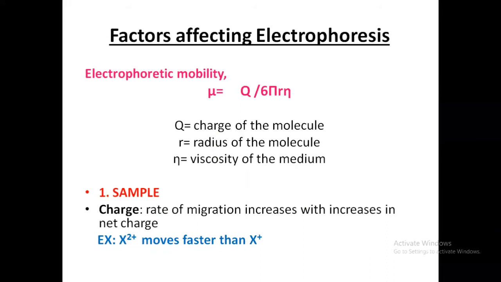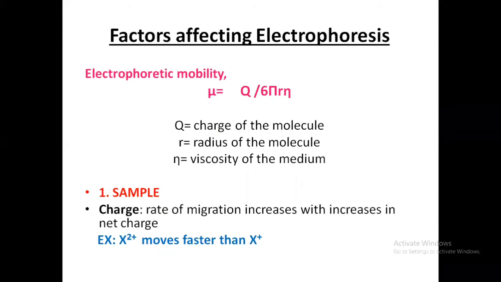Mu means electrophoretic mobility. Q means charge, net charge. R means radius. Eta means viscosity of the medium. You are taking a buffer, so what is the viscosity of that buffer medium? That is eta. R means radius of your molecule. Pi is a constant. Here mu means electrophoretic mobility and Q means charge of your molecule.